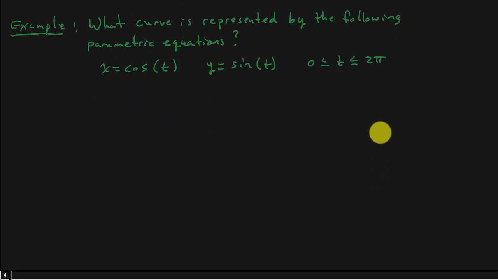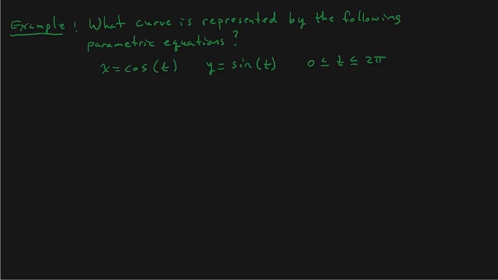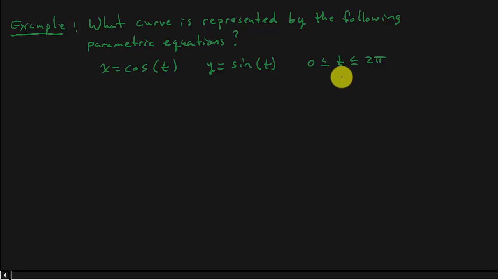All right, so let's look at this. What curve is represented by the following parametric equations? x equals cosine t, y equals sine t, where t is between 0 and 2 pi. For this one, we look at this and see we've got sine and we've got cosine. What do I know about sine and cosine? Is there some kind of an identity?